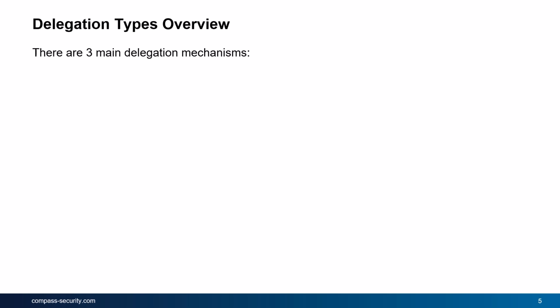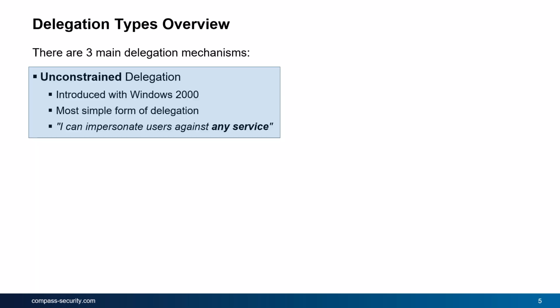Now, in the Windows version of Kerberos, there are 3 main delegation mechanisms. In this video, we're going to be talking about the first, which is unconstrained delegation. Unconstrained delegation is the oldest one. It was introduced with Windows 2000, and it is the simplest delegation mechanism. Essentially, if you grant unconstrained delegation to a system, that means this system can then impersonate users against any other services within your domain.